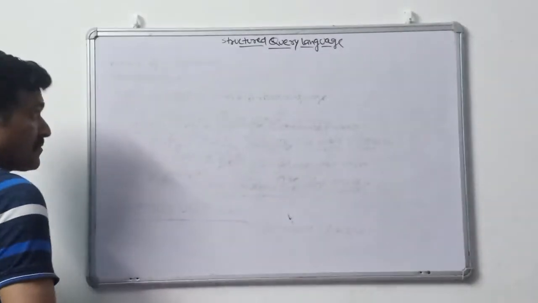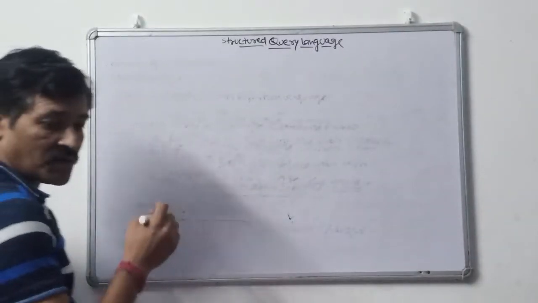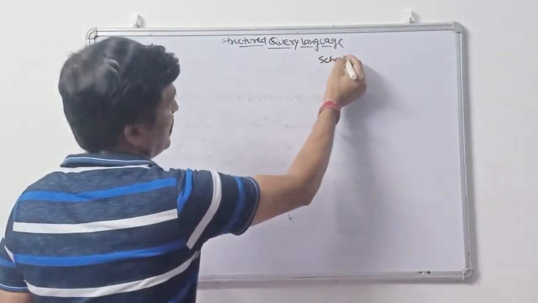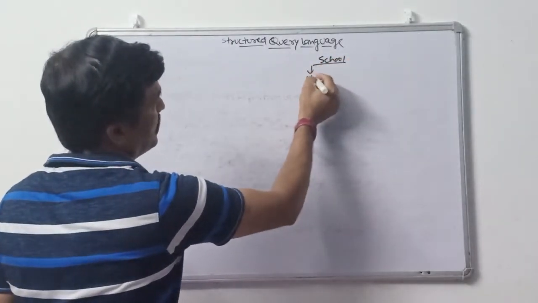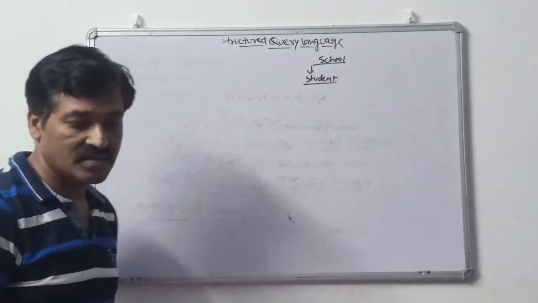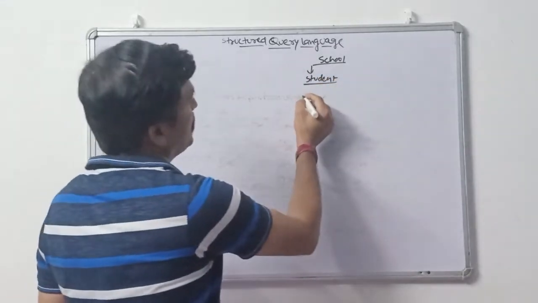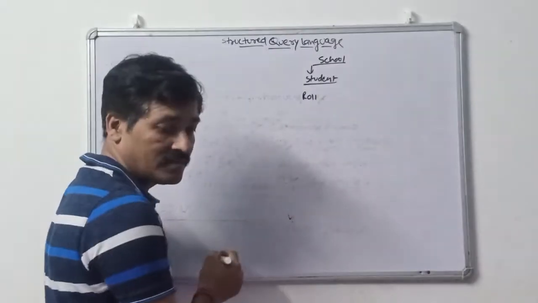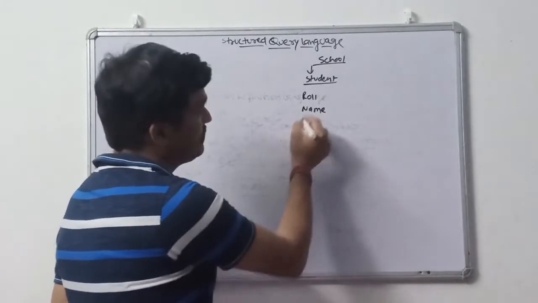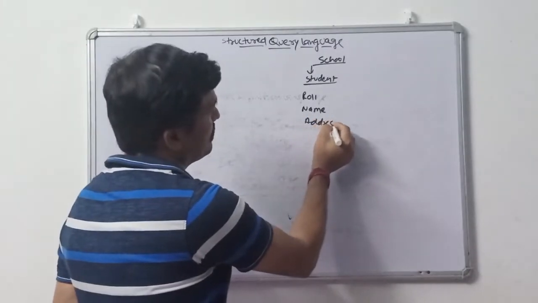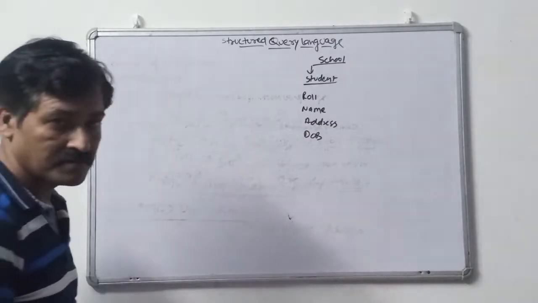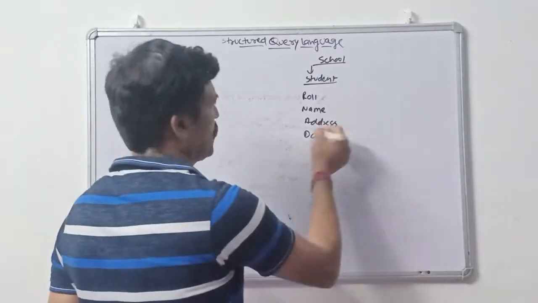Suppose we are going to create a table in the database school, the table student. In this, we need to place roll number, name, address, date of birth, so these 4 columns.